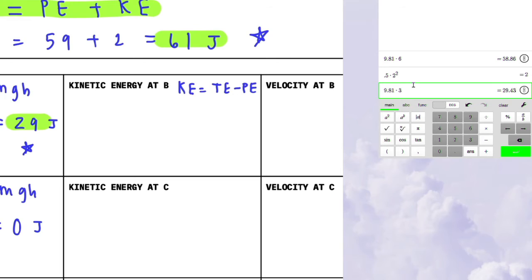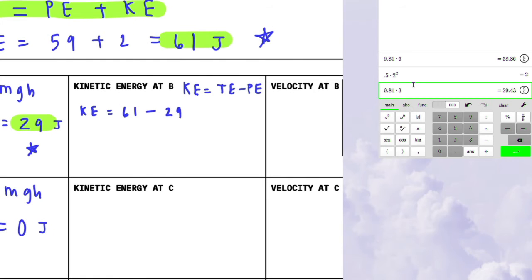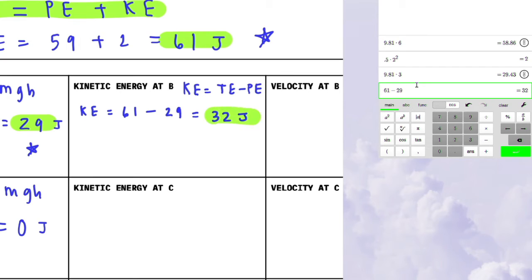Now, I don't know why I'm putting units there. I need to relax. Okay. 61 minus 29. So the total energy minus the potential energy at that point is 32. Now we'll give it some units. Nice. So now we have the kinetic energy.